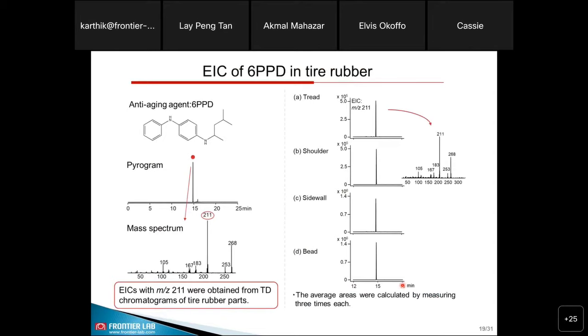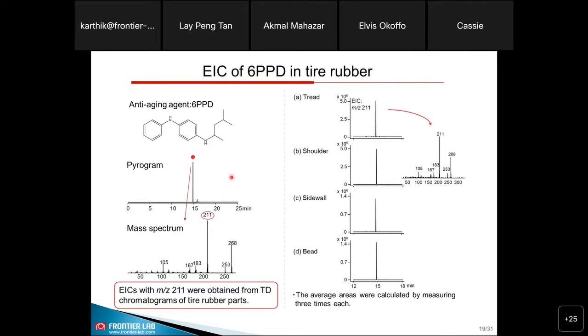So what you see in this slide is actually the pyrogram, or basically we call it chromatogram. This is obtained through the thermal desorption GCMS. You have only one single peak that corresponds to this 6PPD, and we confirm that by this mass spectrum. We have a library that can match your peak and mass spectrum to the compound. Our additives database has around 600 additives, and the polymer one has 1,300 polymers. So it's a vast database.